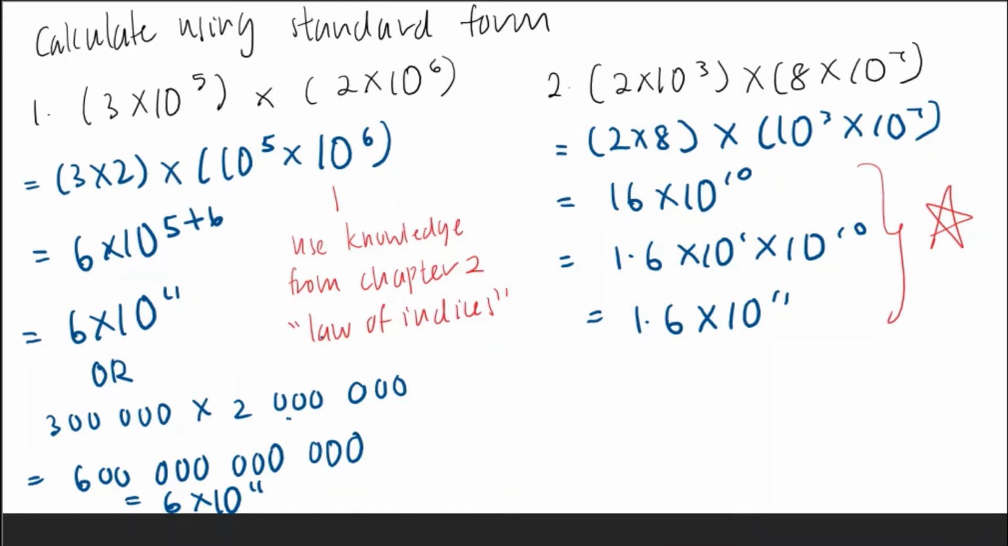For question 2, be aware that you get 16 times 10 to the power of 10, since 2 times 8 gives you 16. Remember, the digit before the decimal point has to be one single digit between 1 and 9. So 1.6 times 10, 16, times 10 raised to 10. Here you go, 1.6 times 10 to the power of 11.